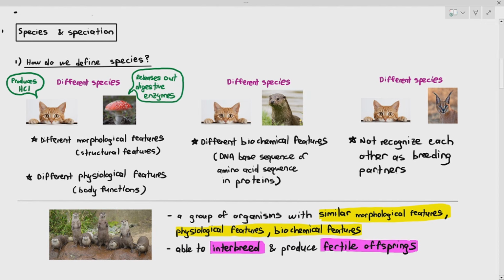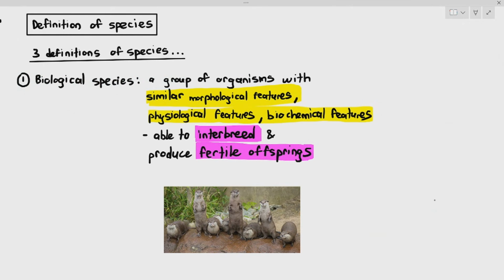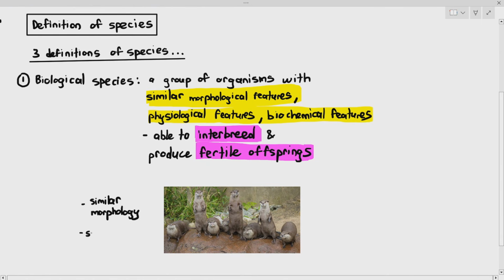Now, the first definition of species is known as biological species, which is just this definition. A group of organisms with similar morphological features, physiological features, biochemical features, and they are able to interbreed and produce fertile offsprings. All this is good. I have explained this before. Just to do a quick overview of this, morphology just means their appearance. Look at this group of otters. They look like otters. All of them look similar to each other. One of them looks fat, but it doesn't matter.